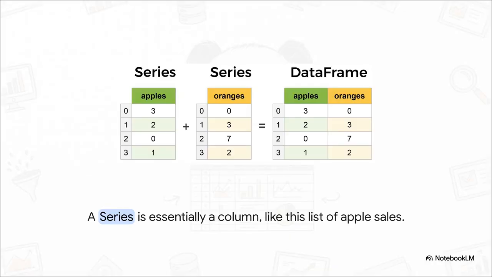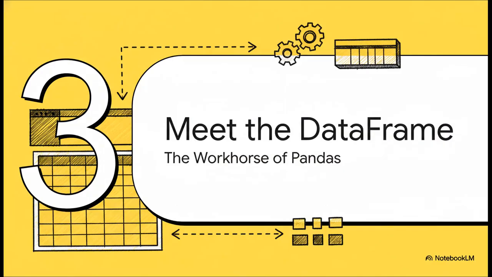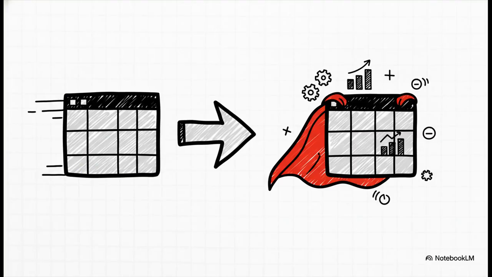So for example, here we've got a series that shows Apple sales. You can see the values, right? 3, 2, 0, and 1. And right next to them, you've got what's called an index, 0, 1, 2, 3. That index just acts like a label for each one of those sales numbers. Okay, so that's a series. Now, let's see how we take that simple little building block and use it to create the real powerhouse of Pandas, the data frame.